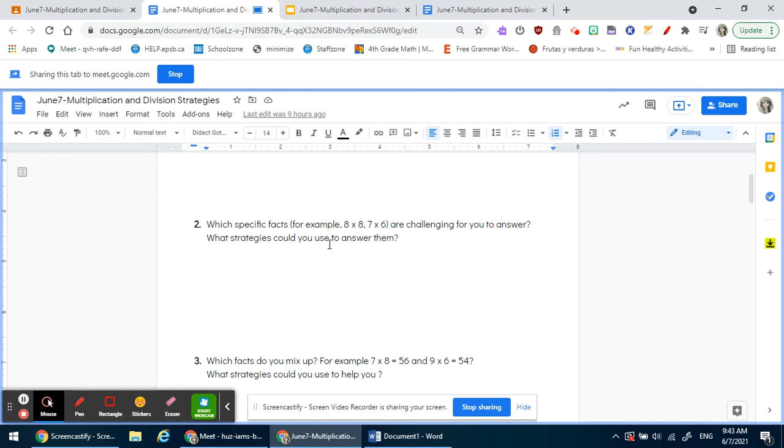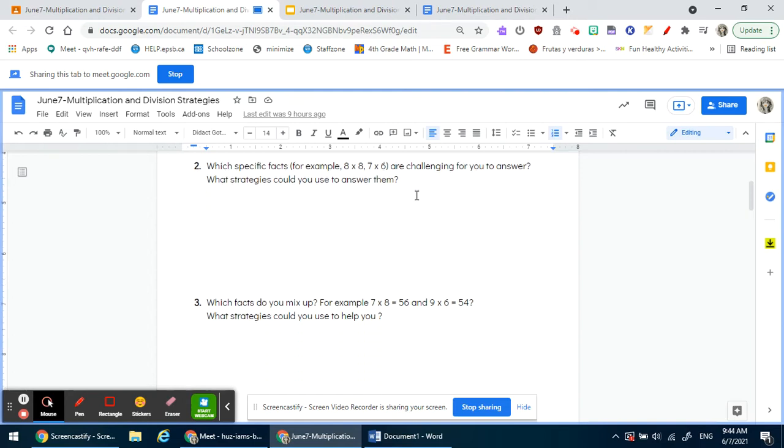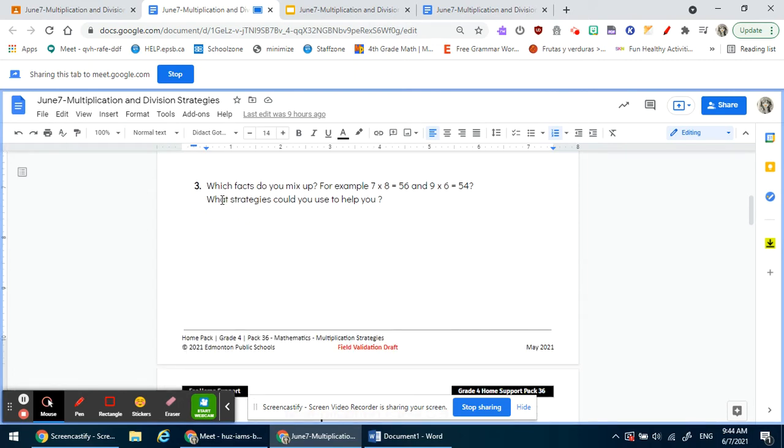So again, you can think about different strategies, like do you have it memorized, or do you double the number, or do you double and then subtract, or multiply by 10 and then subtract? What strategy do you use? So that's number two. Number three, which facts do you mix up?